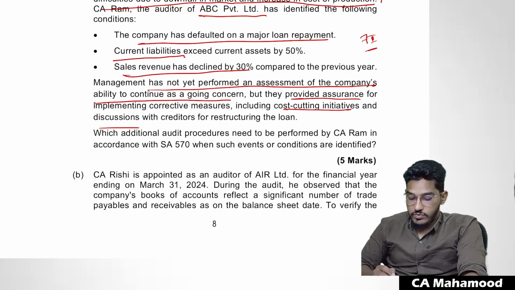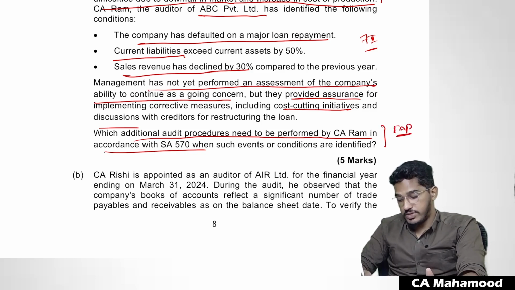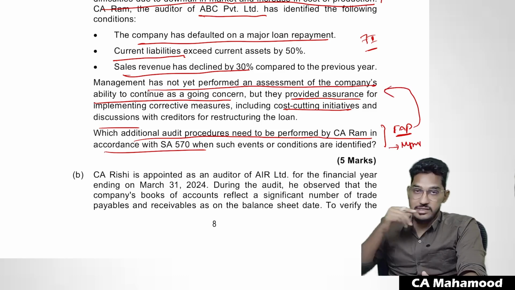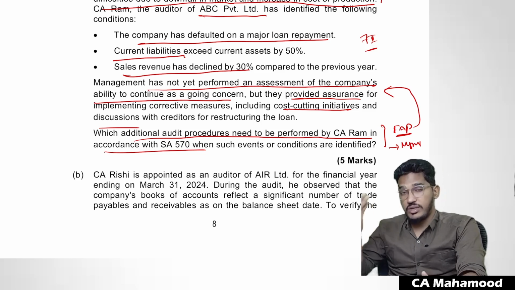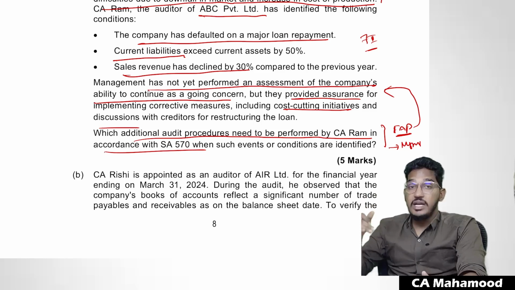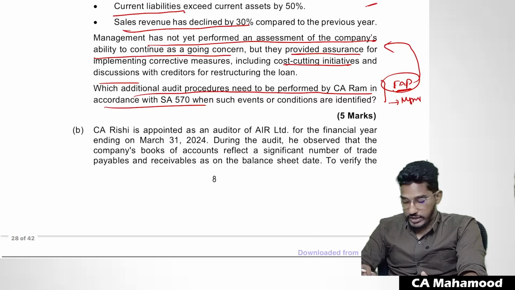Now, what is the question? Which additional audit procedures need to be performed by CA Ram in accordance with SA 570? So you found an indicator which will cast a significant doubt on the entity's ability to continue as a going concern. So here you have to perform further audit procedures. Since management did not make the assessment yet, they should ask the management to do the assessment now, and also you should perform additional audit procedures like sitting with the management, trying to know about their future plans, checking whether they are feasible or not, asking them to prepare a forecast, verifying that forecast, reading the interim financial statements, getting the written representation. So all that further audit procedures you have to write here.